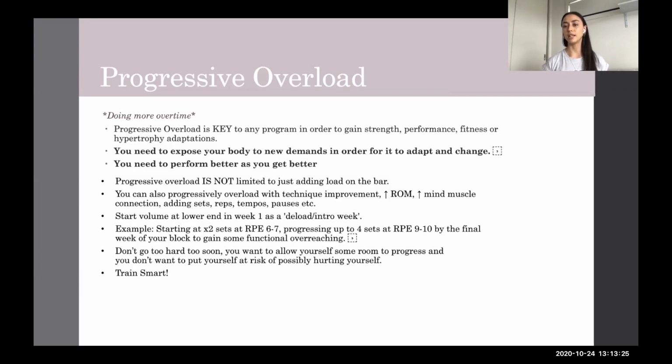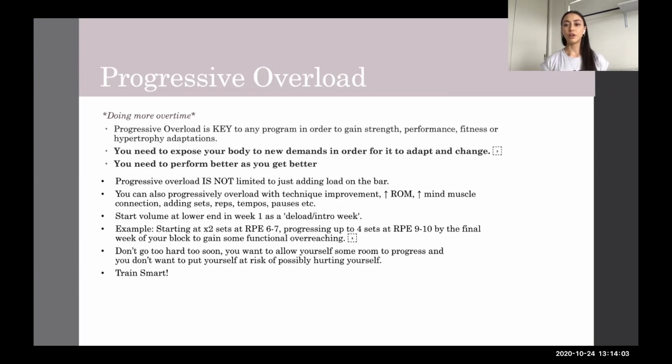It's best to start your volume at the lower end in week 1, so treat it as a bit of a deload or an intro week. An example is starting the block at say 2 sets at an RPE 6 to 7, just going into it quite easy. If you've got new exercises, then you'll be practicing the skill before you really overload that exercise. And then by the end of the block, week 6, you progress to 4 sets on some of your exercises at roughly an RPE 9 to 10 to really gain some of that functional overreaching, to gain that adaptation and grow.